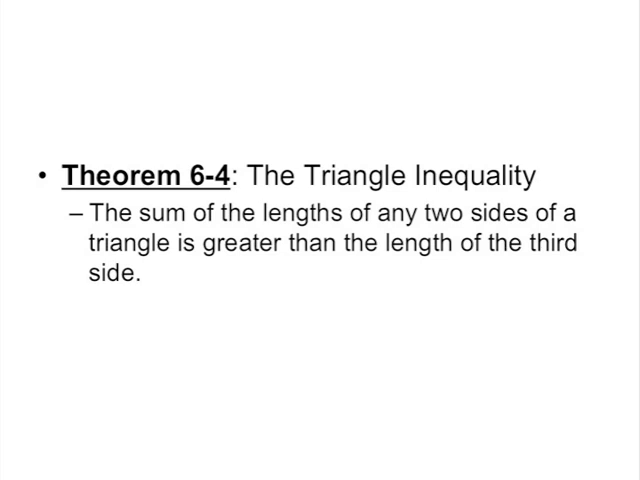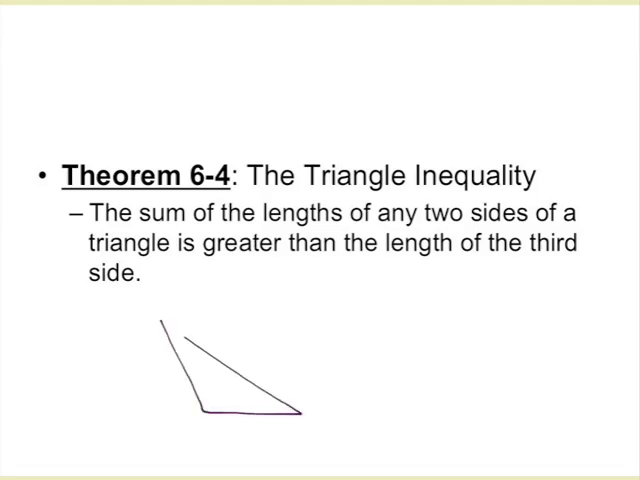And our last theorem for today is called our triangle inequality, and it tells us about numbers that can and cannot be sides of triangles. It says the sum, which means adding, the length of any two sides of a triangle is greater than the length of the third side. So in a picture, if I have A, B, and C, this triangle inequality says that if I add together any two sides, it should be bigger than the third side by itself.